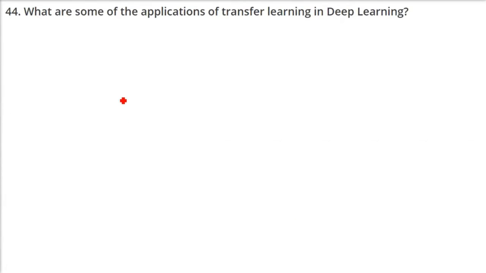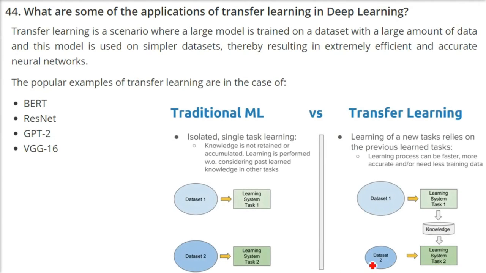What are some of the applications of transfer learning in deep learning? It's just like transferring of knowledge actually. Transfer learning is a scenario where a large model is trained on a data set with a large amount of data, and this model is used on a simpler data set. How will this help? You will get an extremely efficient and accurate neural network.